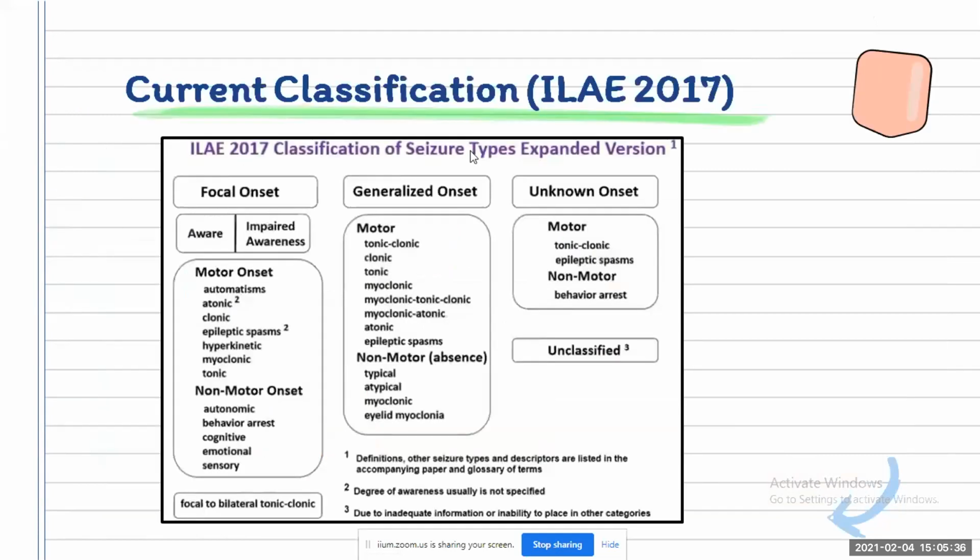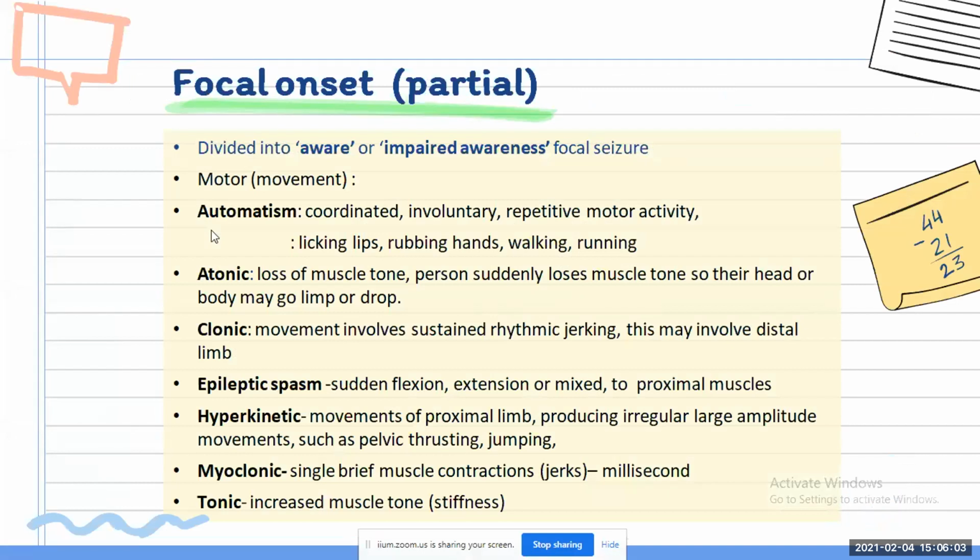This is the current classification for the seizure, the latest and the one that I am most familiar with. It is made by the International League Against Epilepsy 2017. As you can see here, it is divided into 4 types: the focal onset, generalized onset, unknown onset, and the unclassified. We move on to the focal onset first.